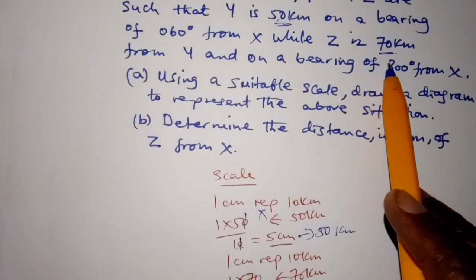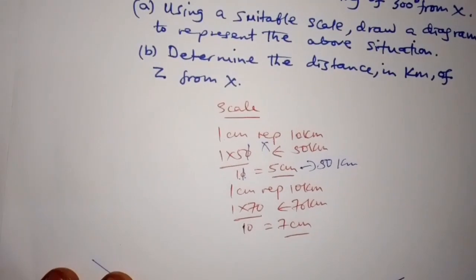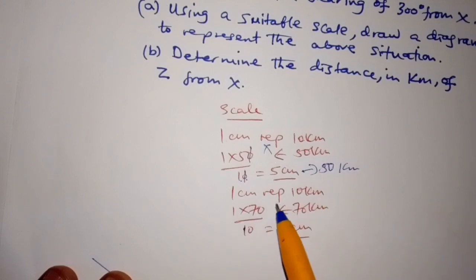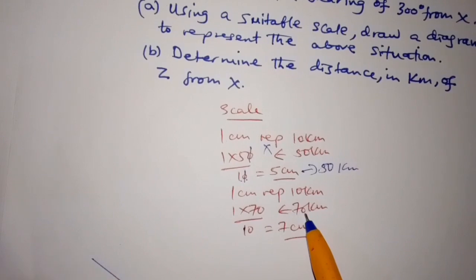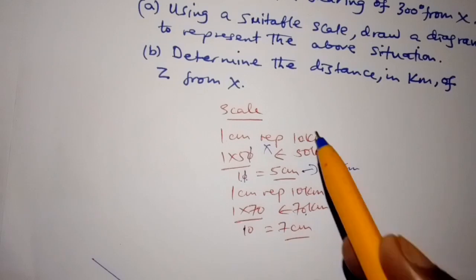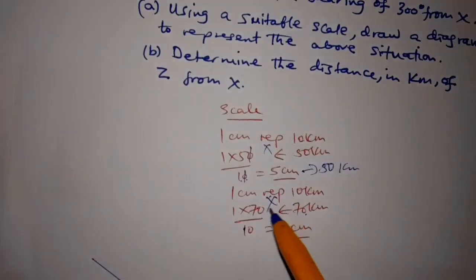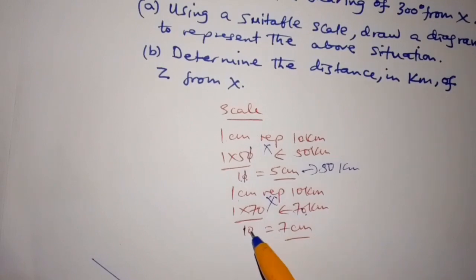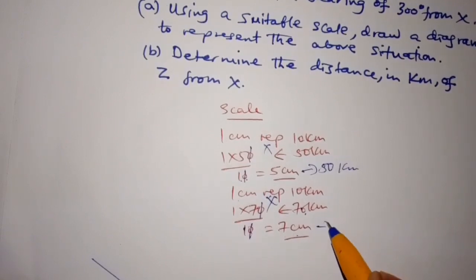What about 70 kilometers? 1 centimeter represents 10 kilometers. 70 kilometers will be represented by, we cross multiply, 1 times 70 over 10, and this is giving us 7 centimeters. 7 centimeters will represent 70 kilometers in our sketch.